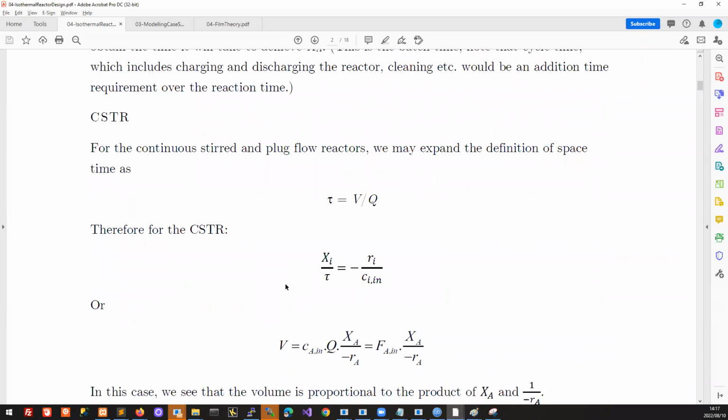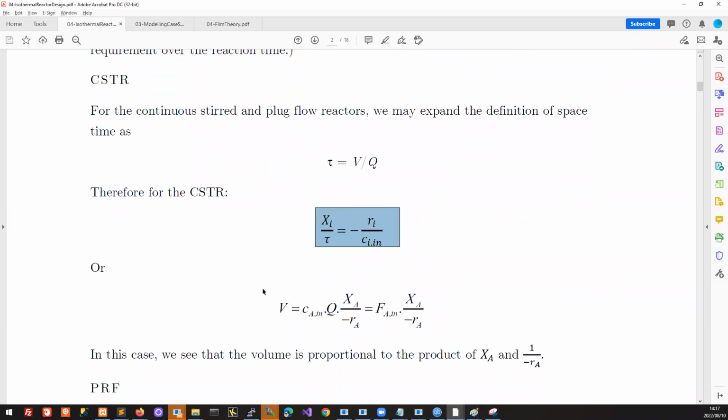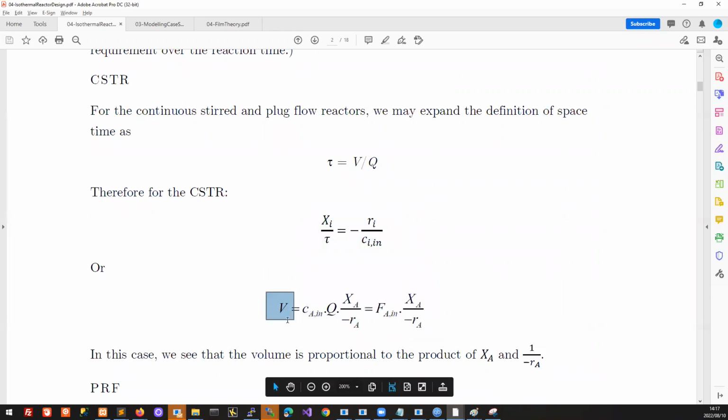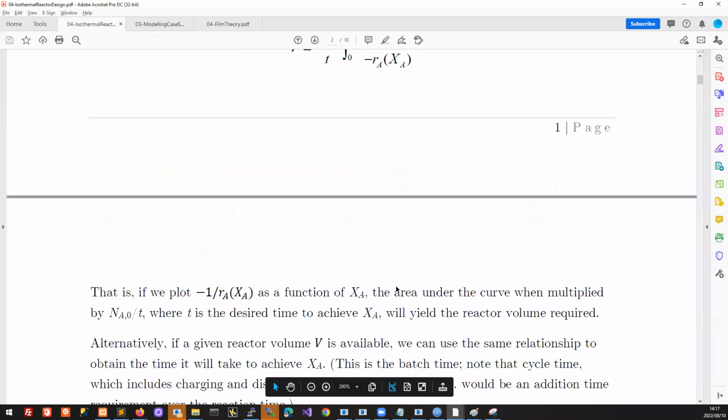So in the case of the CSTR, of course, tau is like that. And we can convert our equation to this form. So we can rewrite it in terms of volume like this. So the volume that we need in the case of the CSTR is FA0 X over minus RA.